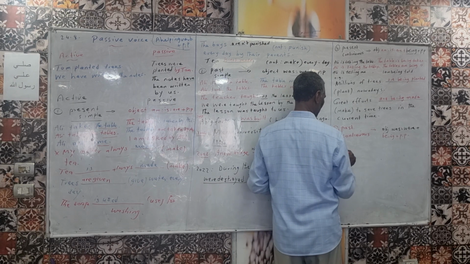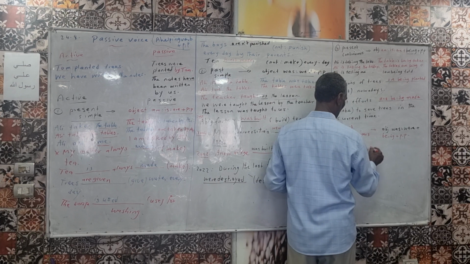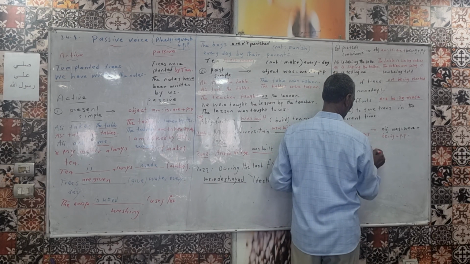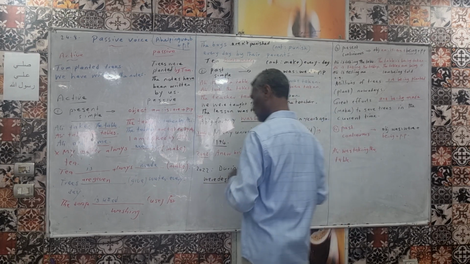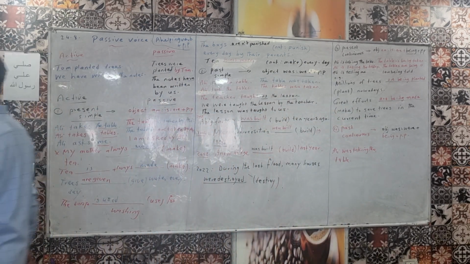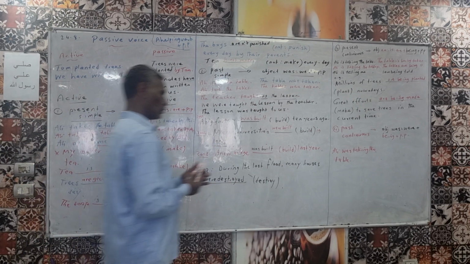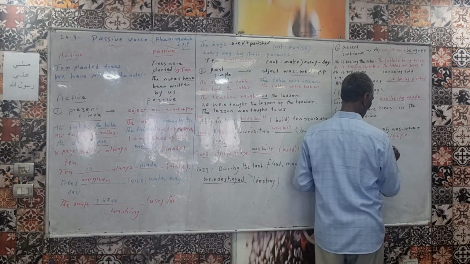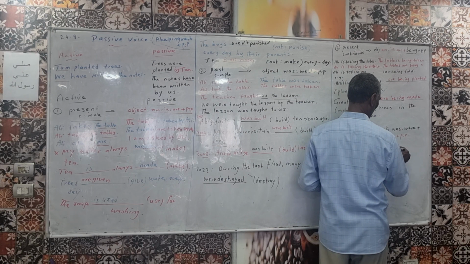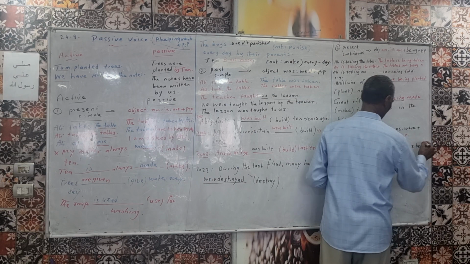Ali was taking the table. Is it an active voice or passive voice? Why? Because we know the subject. The subject is Ali. So we begin with the table. We say the table was being taken. Was what? Being taken.